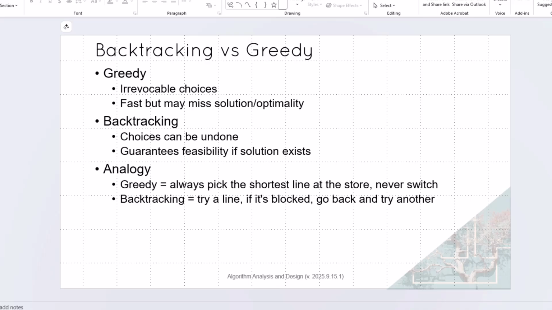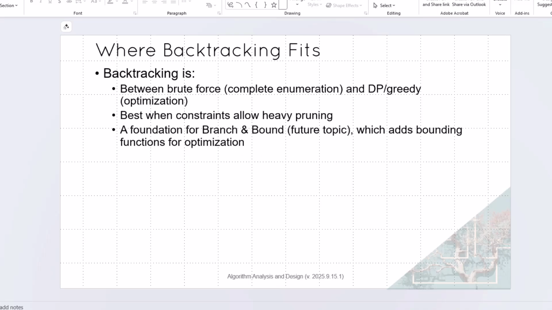As an analogy, with greedy algorithms, we always pick the shortest line at the store, never switching. Backtracking is: try a line. If it's blocked, go back and try another. Backtracking is kind of between brute force, which is complete enumeration, and dynamic programming and greedy styles, which are looking for an optimal solution to certain problems. It's best when constraints allow heavy pruning, meaning if you can reduce a lot of the search space with various pruning techniques, then that is when it performs the best.